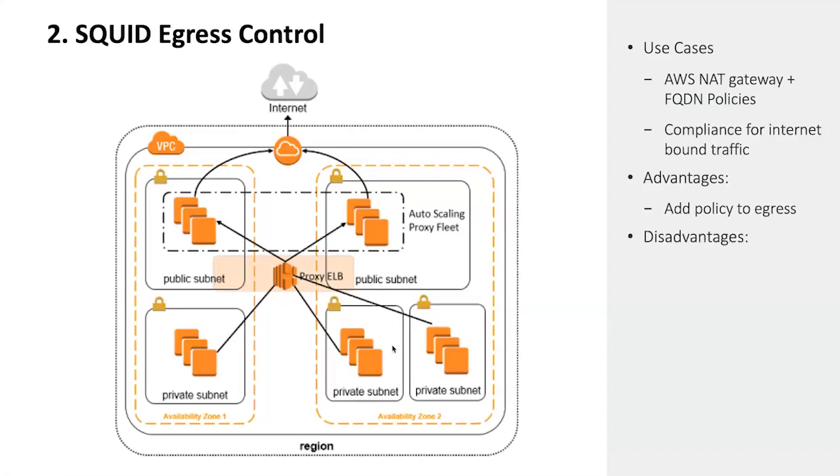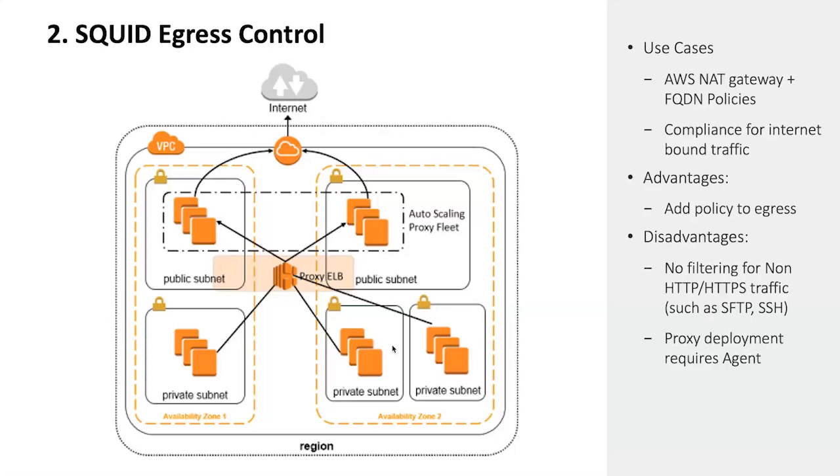However, it has many disadvantages. The first disadvantage is that it cannot do filtration of non-HTTP or HTTPS traffic. So while you feel like you're protected, you're not really, because it's very easy to steal data by doing SFTP or SSH back to some other site, which is going to be problematic. The second disadvantage of the proxy deployment is that it requires an agent.